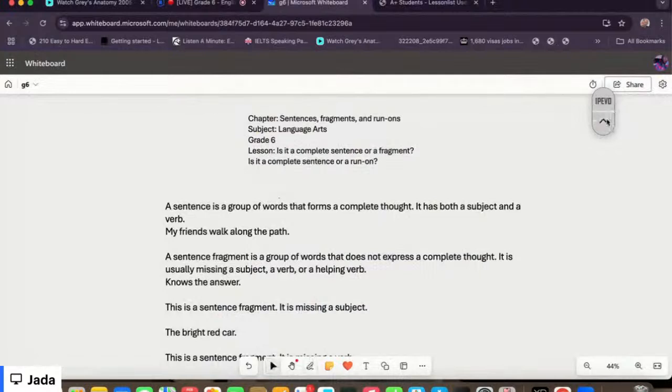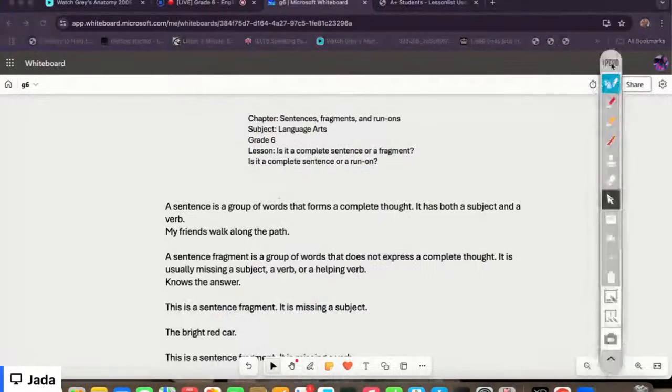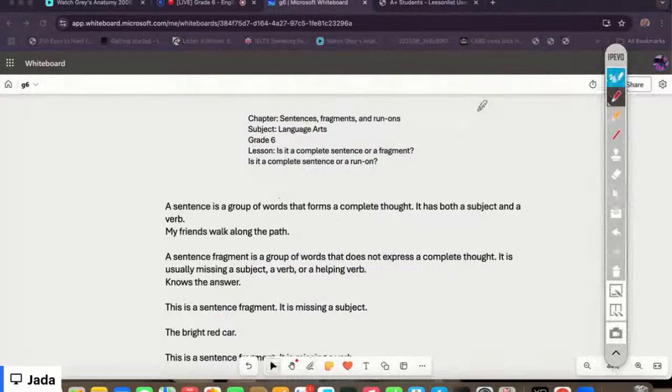Today our lesson will be sentence fragments and run-ons. First, you have to log in using aplusstudent.com. You click on your name, move on to Language Arts Grade 6, and the chapter is Sentence Fragments and Run-ons. We have 3 lessons under that, but we will complete 2 lessons today, which will be: Is it a complete sentence or a fragment? And is it a complete sentence or a run-on?